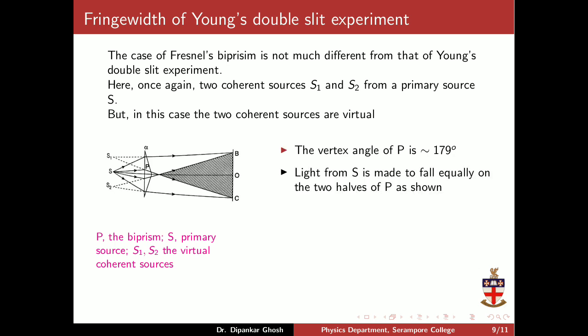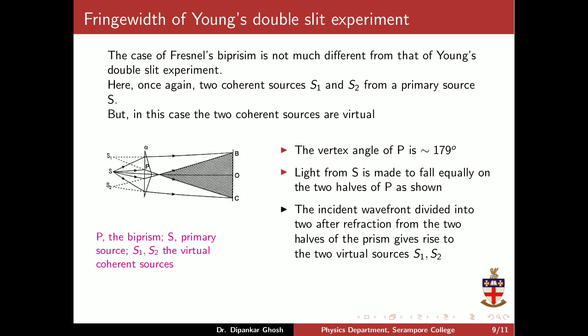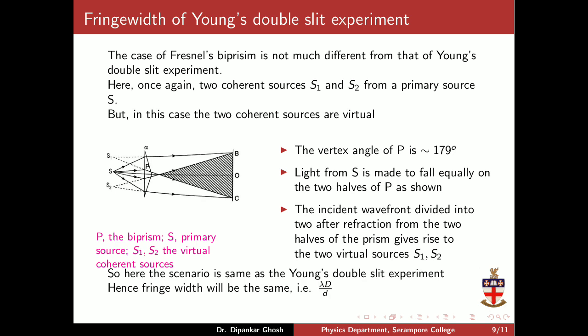Light from the source S is made to fall equally on the two halves of P as shown. The incident wavefront divided into two after refraction from the two halves of the prism gives rise to the virtual sources S1, S2. So here the scenario is the same as Young's double slit experiment, because we are getting once again two sources S1, S2. Just in this case, the two sources are virtual. So what will be the fringe width? It will have the same formula, lambda capital D by small d.